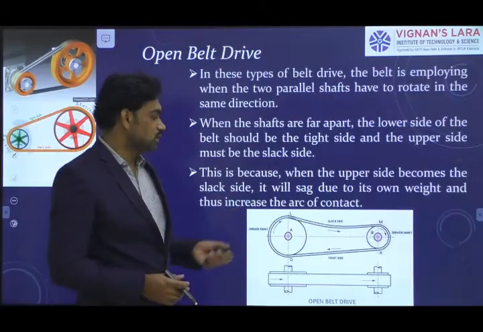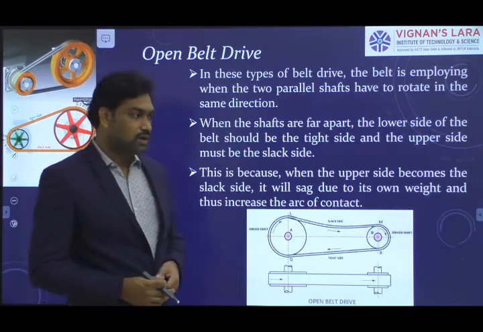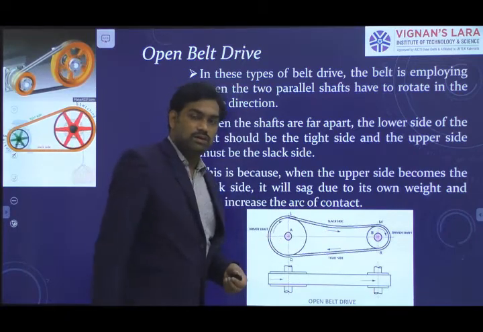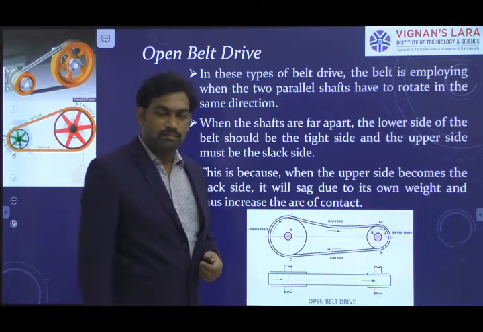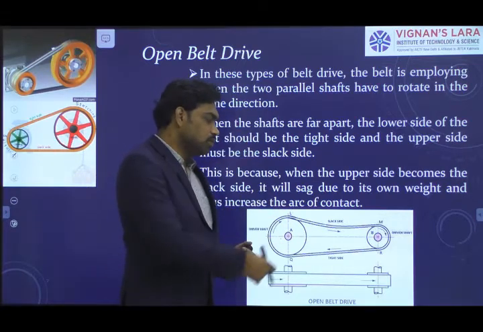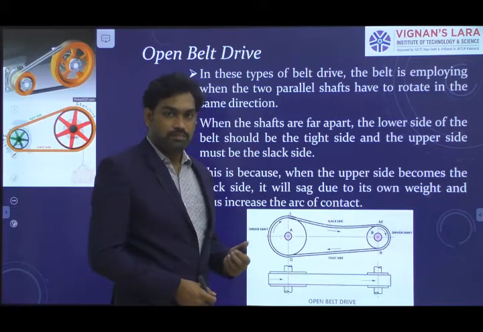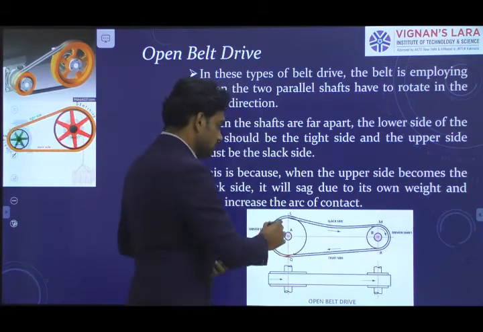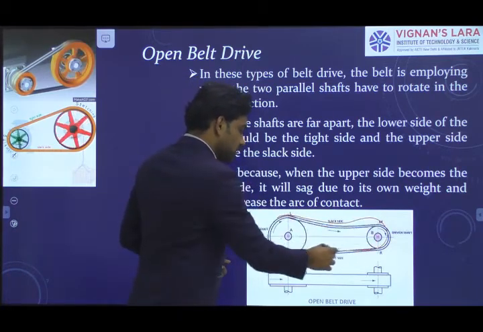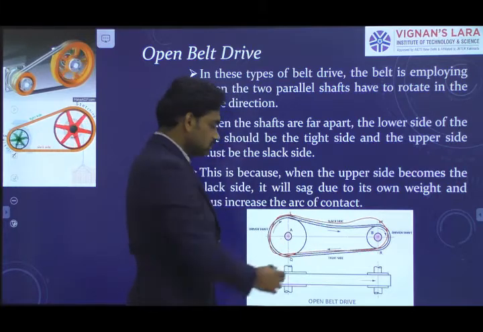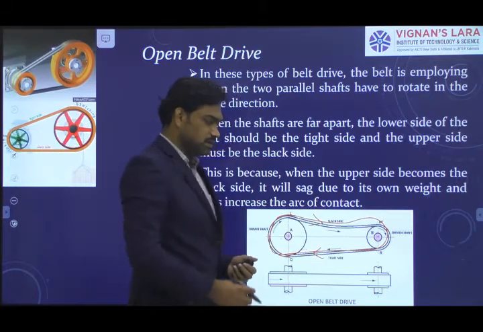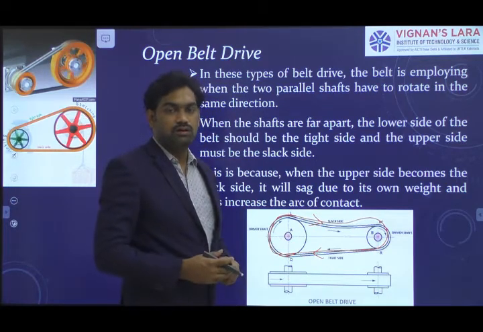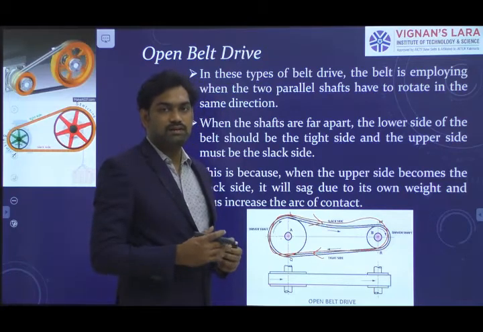The first one is the open belt drive. Here you can observe one is the driving member and another is the driven member. Both the shafts are parallel, and the belt is placed over the two pulleys without crossing. The belt moves from this side to this side, with a delivery side and a receiving side. There is a tight side tension and a slack side tension.